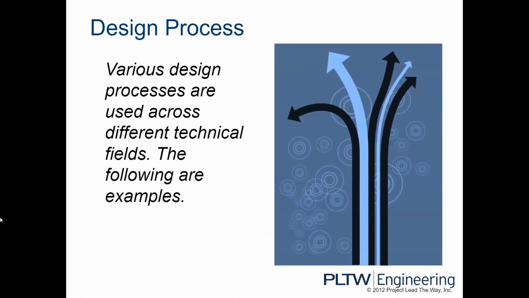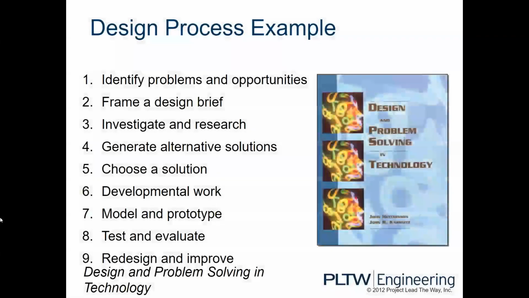There are, of course, various design processes that are used across different technical fields. Here, a look at some of those now. This one is referenced in Design and Problem Solving and Technology, a textbook that I remember reading back when I was in college, actually. And so this was broken down into 9 different steps: identify problems and opportunities, frame a design brief, investigate and research, generate alternative solutions, choose a solution, developmental work, model and prototype, test and evaluate, redesign and improve.